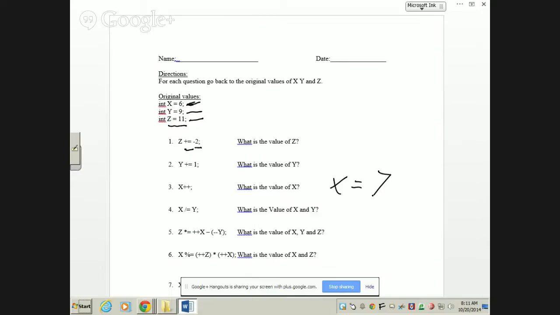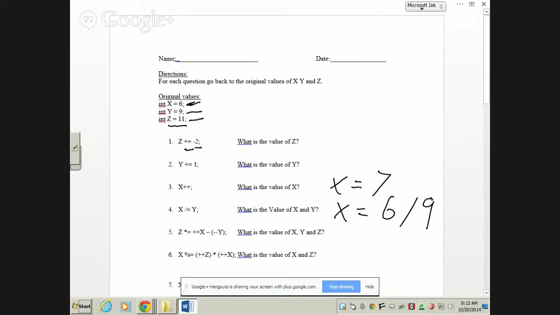Number 4, we have x divided by equals y. What does that shorthand mean again? Divide by equals? Right. x is equal to x divided by y. But here's the trick. This is integer division because all of the variables are initialized as type integer. So if we were to write that out, x equals 6 divided by 9, since x starts out at 6 and y starts out at 9.